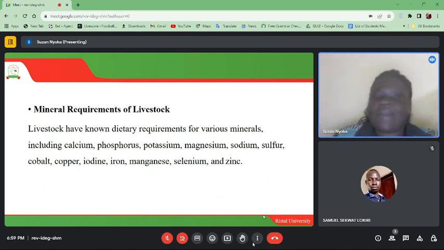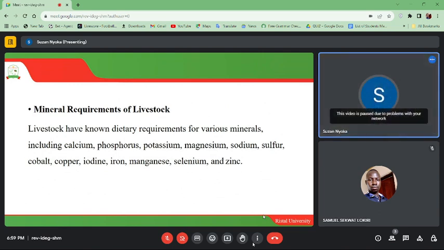And then mineral requirements of livestock. Livestock have known dietary requirements for various minerals, including calcium, phosphorus, potassium, magnesium, sodium, sulfur, cobalt, copper, iron, manganese, selenium, and zinc. All these minerals have specific roles in livestock development. We know very well things like calcium needed for bone development and all that.